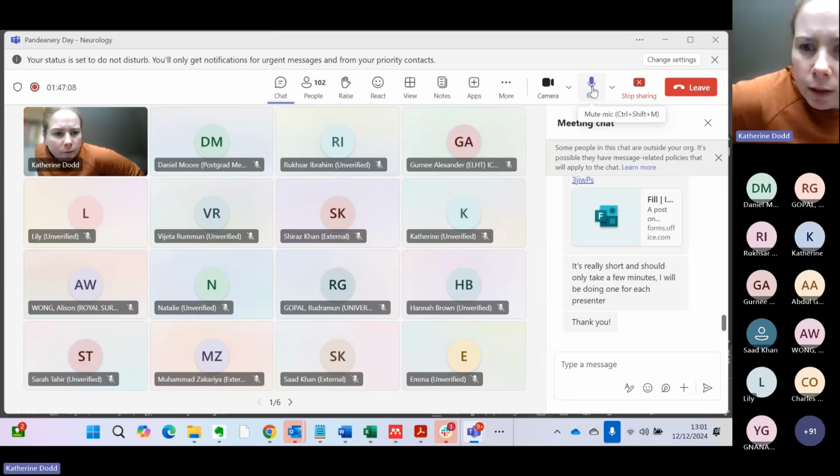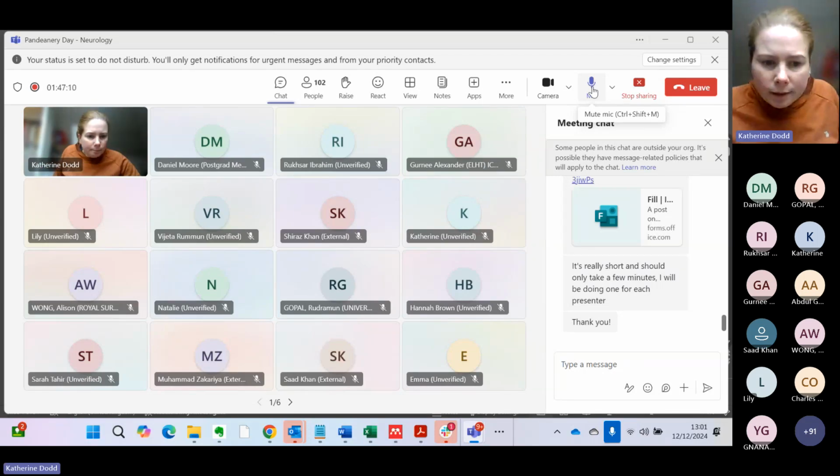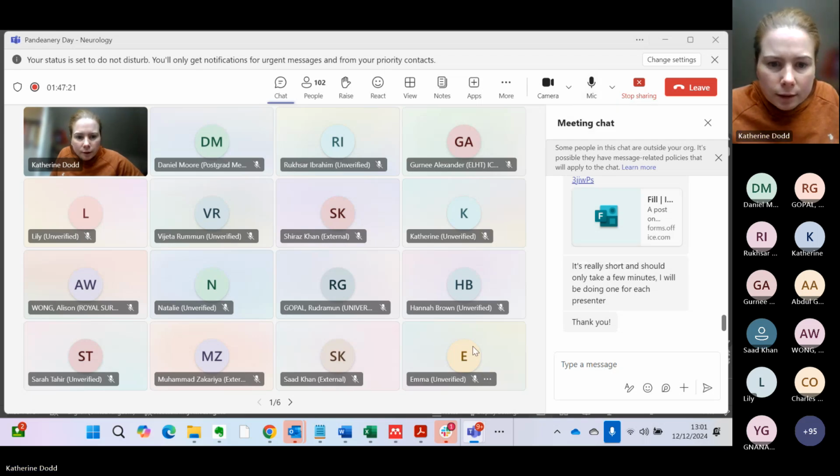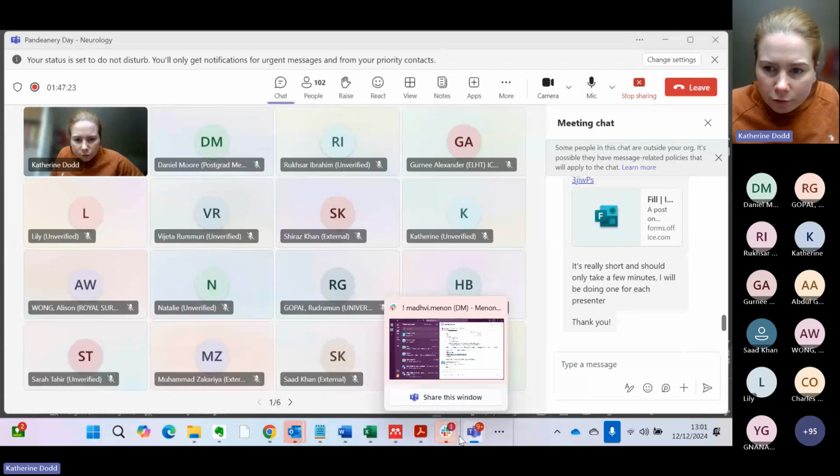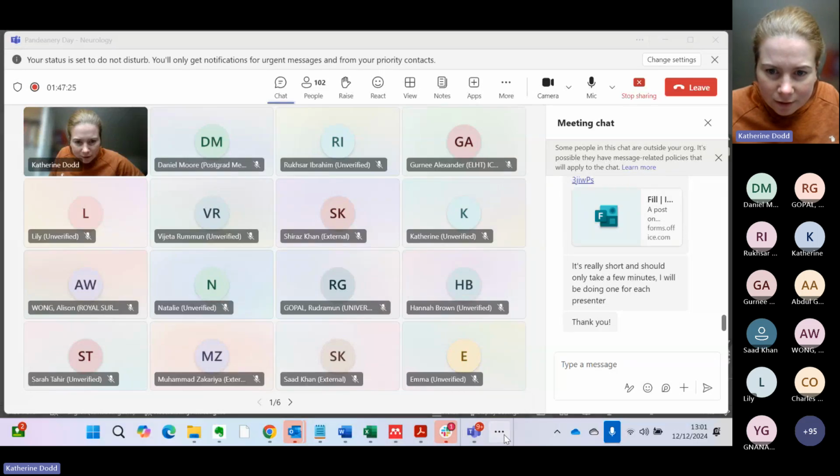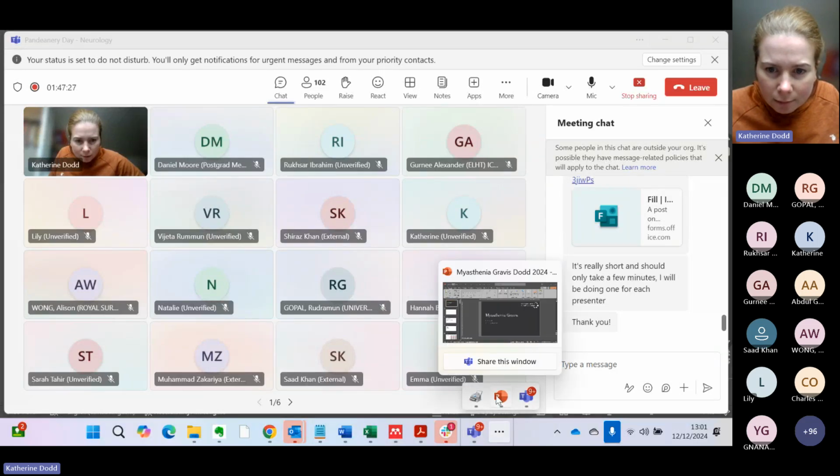Hi everyone. I think, shall we get going? I think you've all just had an hour for lunch. I'm Katie. I'm a neurology research fellow. And I've been asked to talk to you for a whole hour about myasthenia. So let me just get the slides back up, sorry.